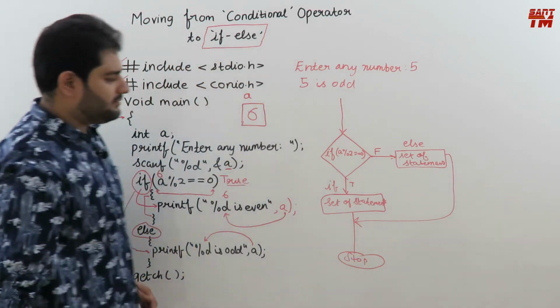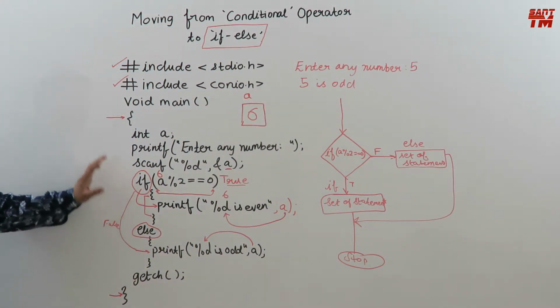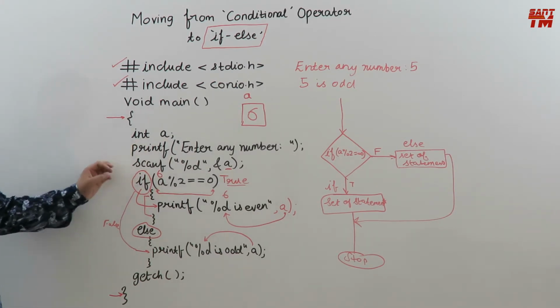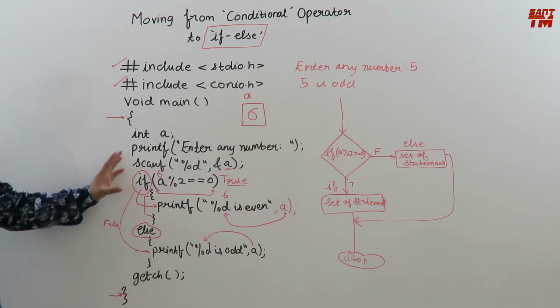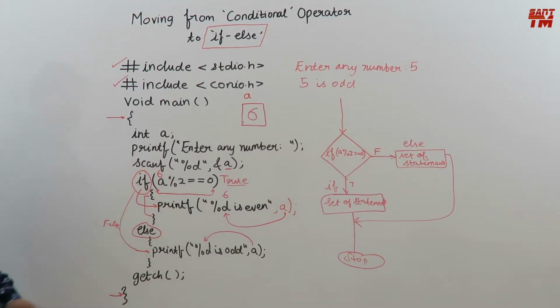So I hope the normal if else construct is clear to you, and we have moved from our conditional operator to the if else construct, which is easier to understand because it resembles our common English language a lot. So this was the program. Practice this program on your PC as well. I hope the two ways of writing a program in which selection based statements have to be done are clear to you. One is the conditional operator and the other is the if else construct.